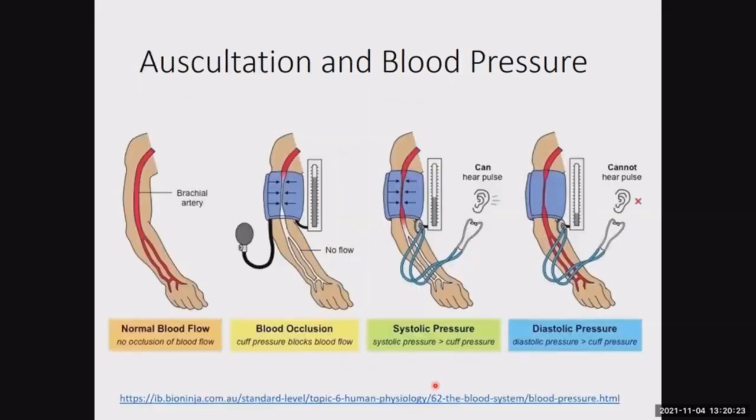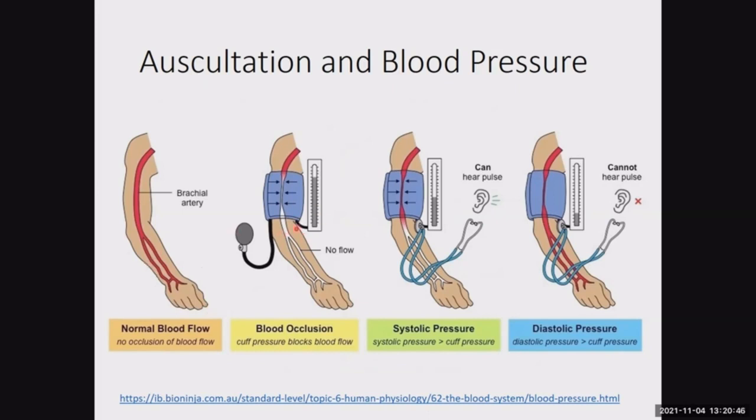The focus of this week's lab is taking blood pressure, and because we can't just say blood pressure in science, we're going to refer to it as auscultation. Basically, if blood is flowing normally through our arteries, it's going to be flowing smoothly. There's not going to be a sound associated with it.